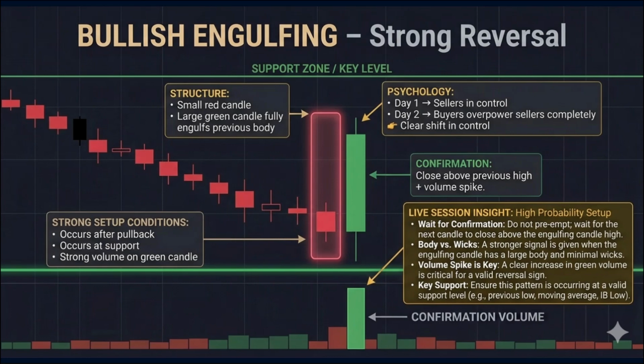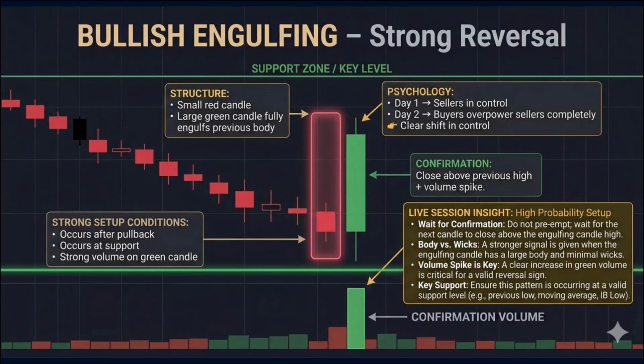It consists of two candles: a small red candle in the downtrend, and the next candle is a large green bullish candle. The second candle's body must fully engulf the body of the first. What I mean by engulf is that it should look like it has completely swallowed the red candle.